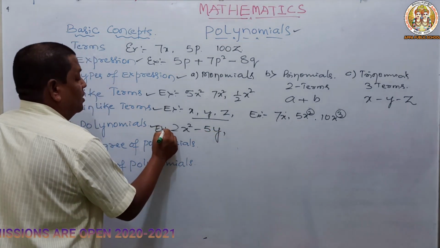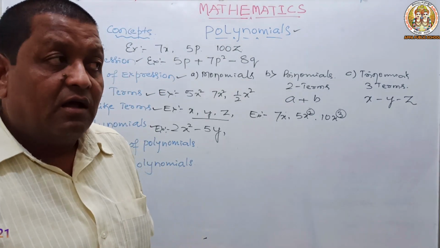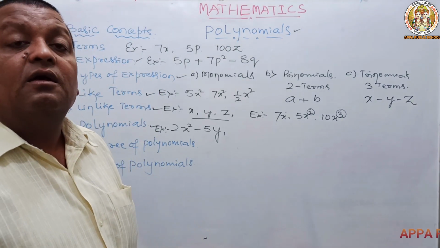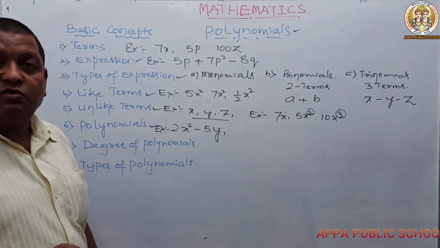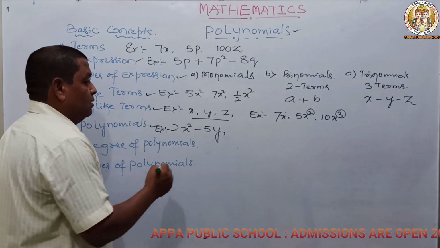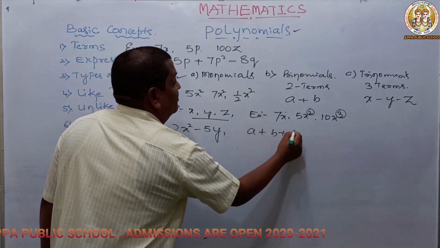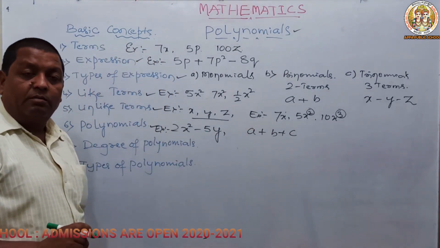Example. Already we gave notes, so I am going through once again the basic concept, examples, and definitions of all concepts. This is one polynomial. Another one, you can take anything, a plus b plus c. This is also a polynomial.